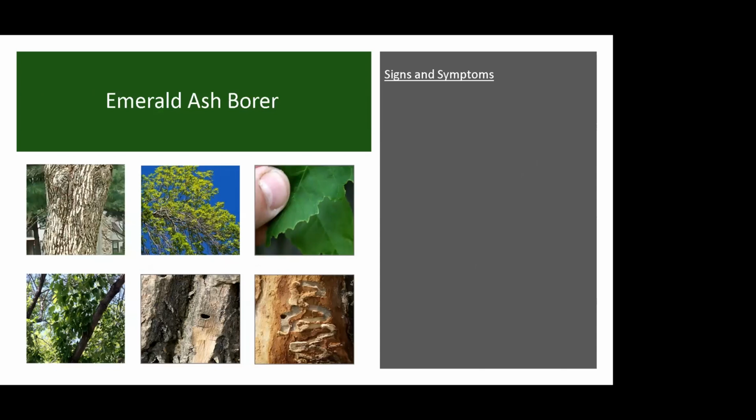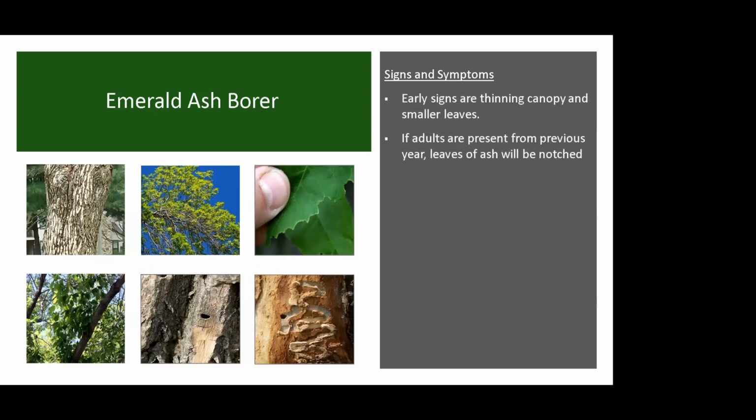Some of the signs and symptoms you'll see here are thinning of the canopy and smaller leaves, like you can see in the center top. So that's one of our first indications we've got a problem. If adults are present from the previous year, they just may not be that plentiful. You'll see, like on the right-hand side, notching of the edges of the leaves. That's the adult feeding that spring after they hatch. So typically in June, you'll start to see that on the new leaves.